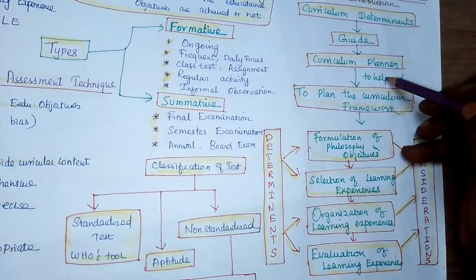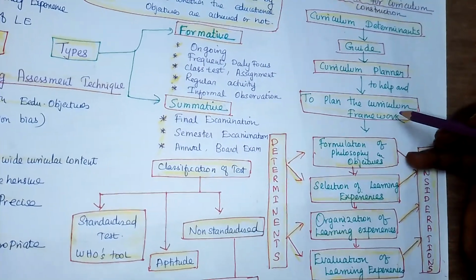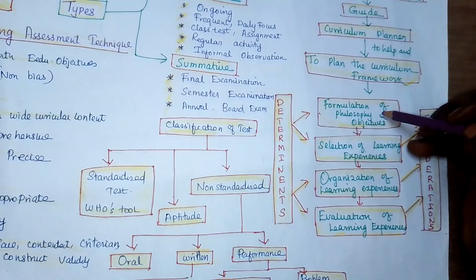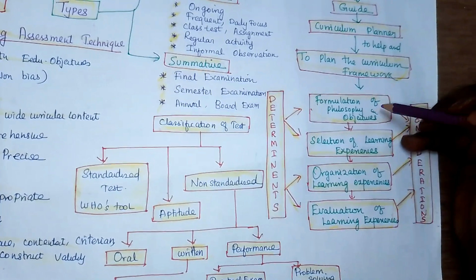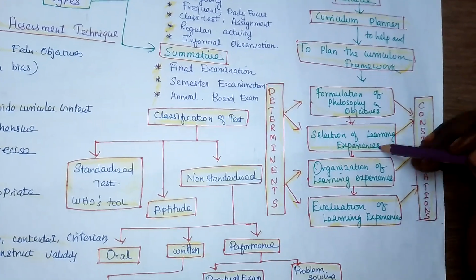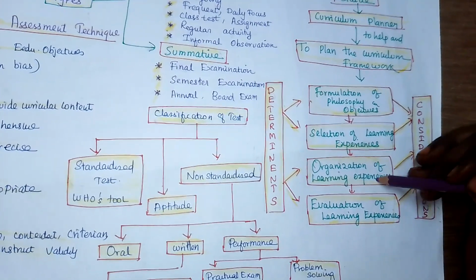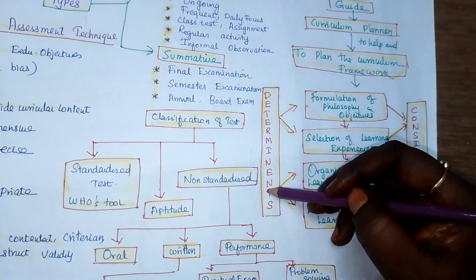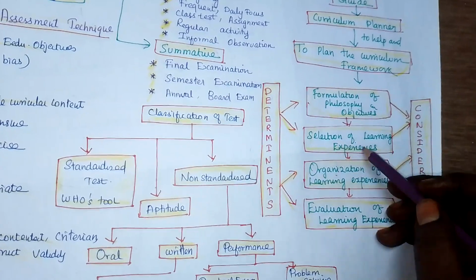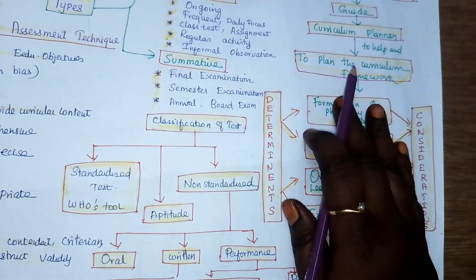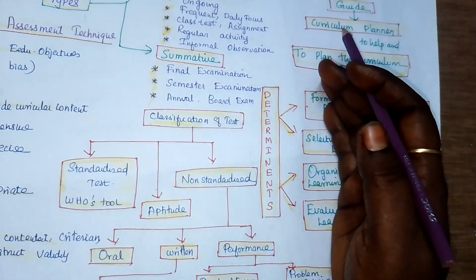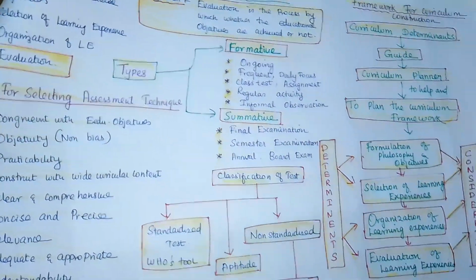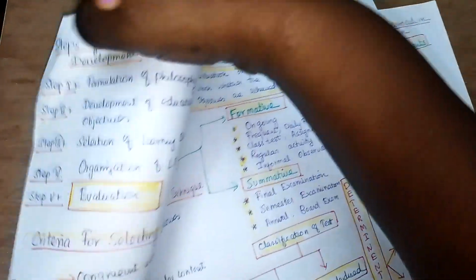So how do they plan the curriculum? First, they make a framework. How do they make a framework? According to that, formulation of the philosophy and objectives, selection of learning experiences, organization of learning experiences, and evaluation of learning experiences. All these determinants will help them to formulate this, and they will take them into consideration. So this is the overall picture. Okay, with that we are finishing.